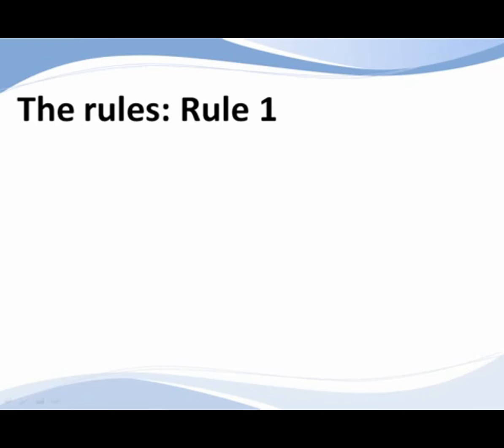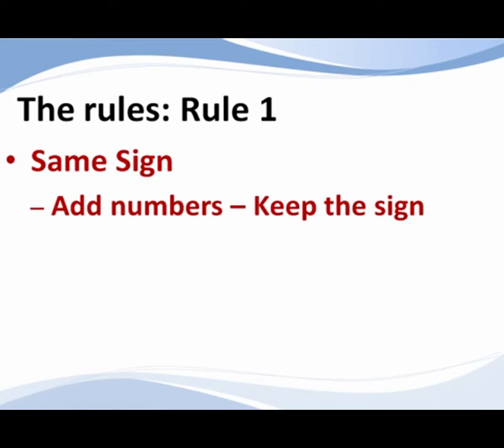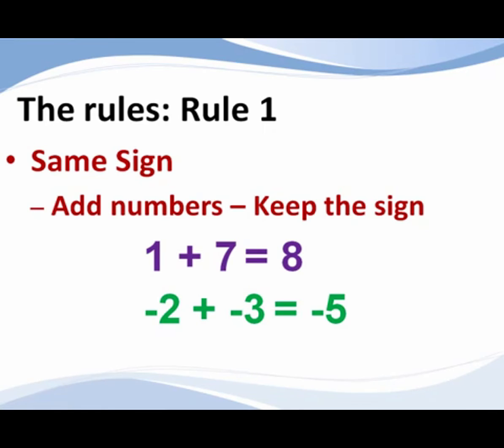The first rule: when combining numbers who have the same sign, add the numbers and keep the sign. So, for example, 1 plus 7. Notice both are positive numbers. Add the numbers and keep the sign. The answer is 8. -2 plus a -3. Both numbers are negative. So add the digits 2 plus 3 and keep the sign. The answer is -5.